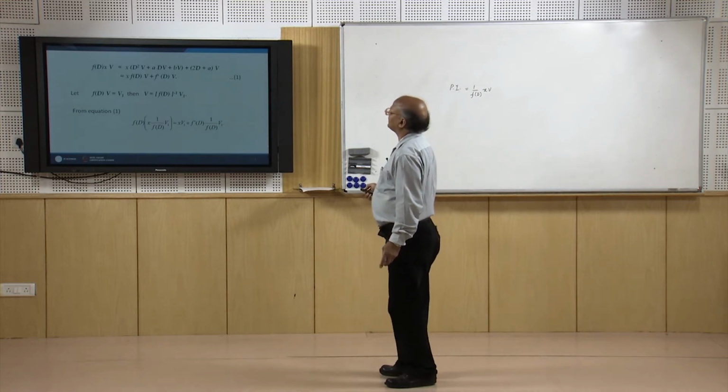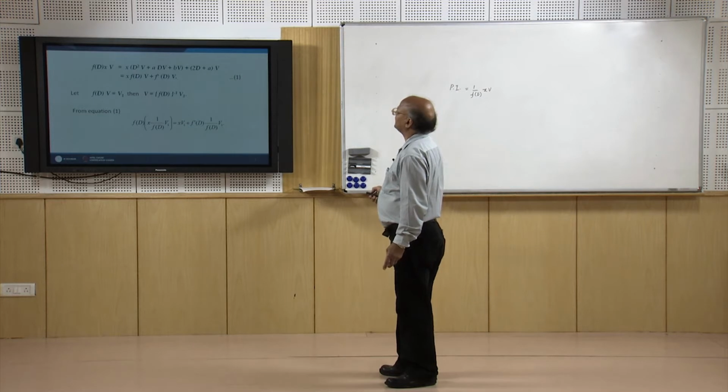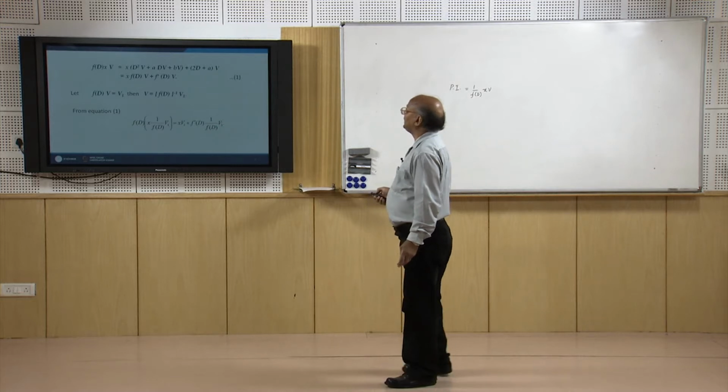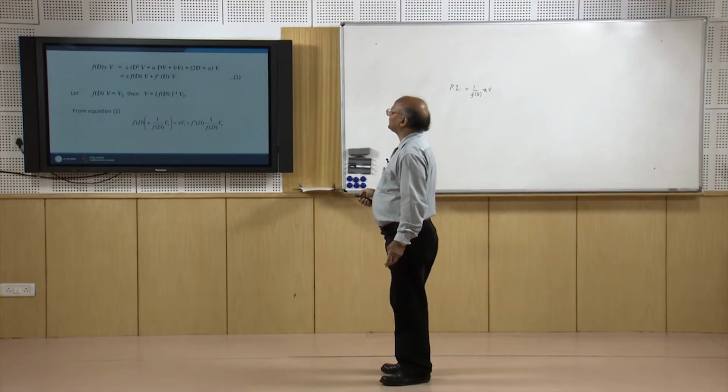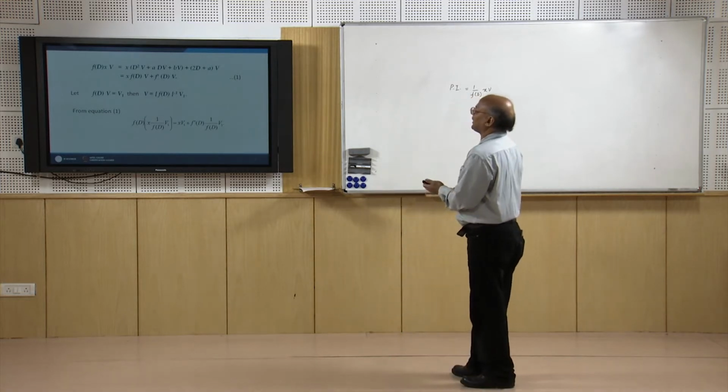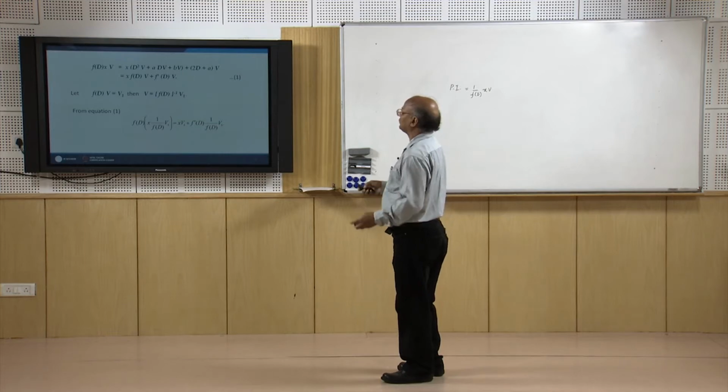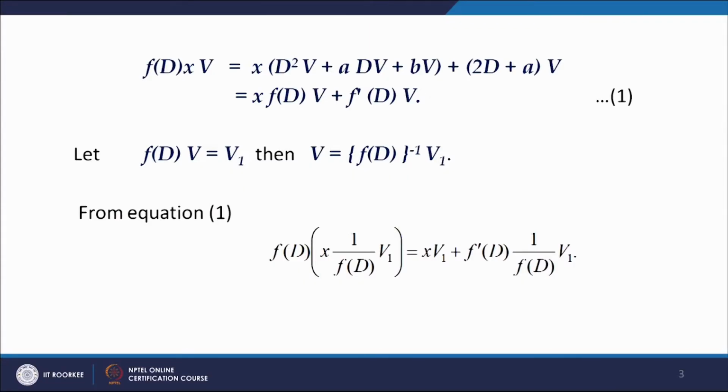Now, D square V plus a DV plus bV is nothing but the operator F(D) operating on V. So, we have x into the operator F(D) operating on V, and then 2D plus a can be interpreted as the derivative of F(D). In short, 2D plus a can be interpreted as if we have differentiated F(D) with respect to D. Now, let us suppose that when F(D) operates on the function V, we get another function say V1. So, when you apply the inverse operator 1 over F(D) on this equation, F(D)V equal to V1, we get V equal to 1 over F(D) operating on V1.